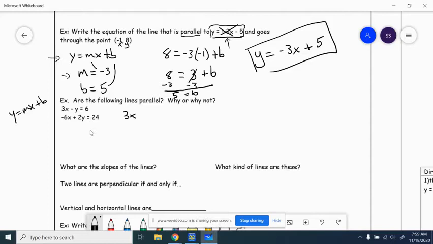So I have 3x minus y is equal to 6, right? And I want to solve for y. So I'm going to subtract 3x. If I do it to one side, I have to do it to the other side.